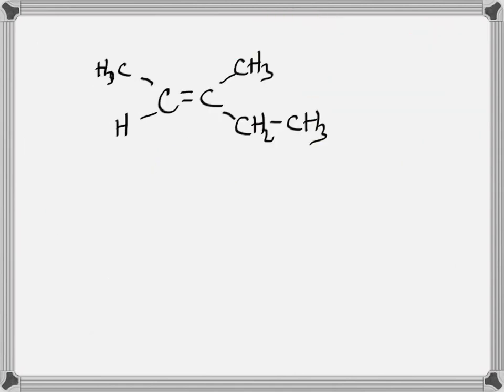So now let's look at this structure here. Again, we have another alkene. Each of the carbons have a different group attached to them. The left carbon has a methyl and a hydrogen. The right carbon has a methyl and an ethyl group. Each carbon is attached to two different groups, and so therefore this does have, quote, cis-trans isomers.